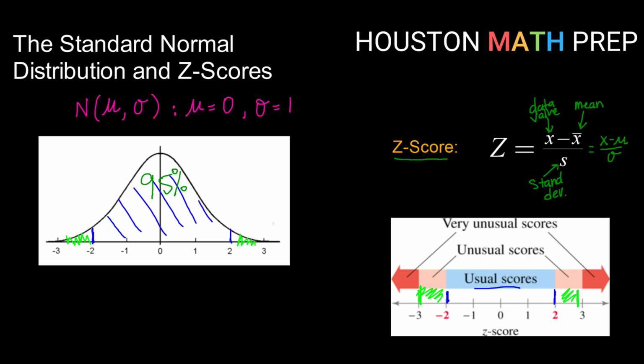In the next video or two, we're going to look at how we can use z-scores to determine if a data value is unusual, and also how we can use z-scores to compare data values from two different distributions to talk about which one is better or which one is more unusual.